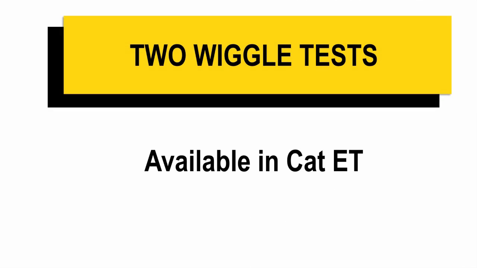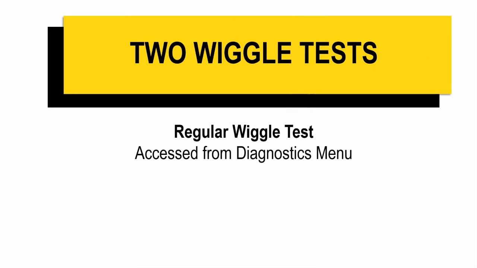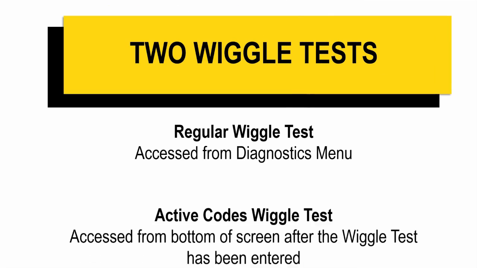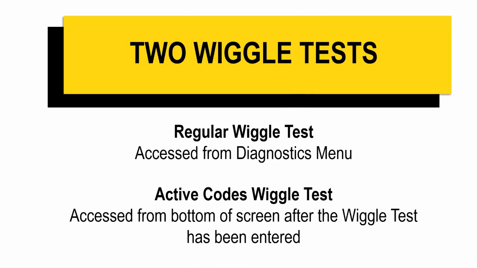There are two different versions of the wiggle test that are available in CAD-ET. There's the regular wiggle test, which is accessed by selecting the wiggle test at the Diagnostics menu, and the Active Codes wiggle test, which is accessed by selecting the Active Codes wiggle test at the bottom of the screen once the wiggle test has been entered.